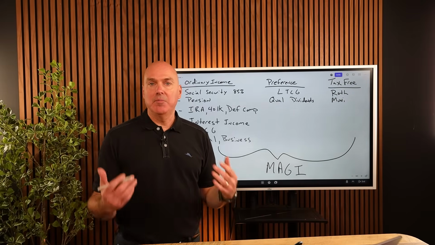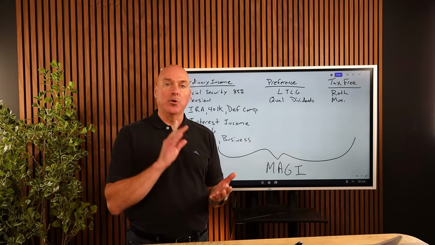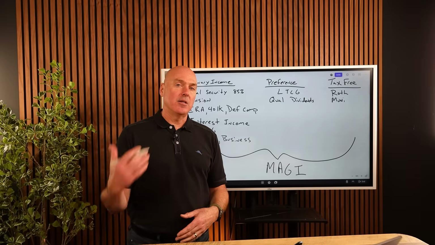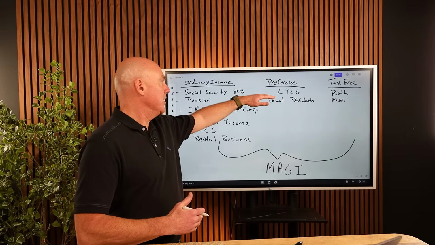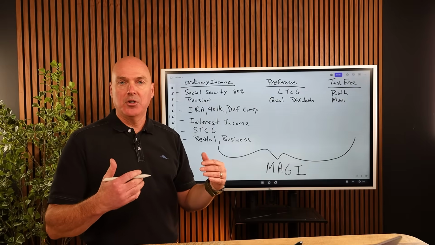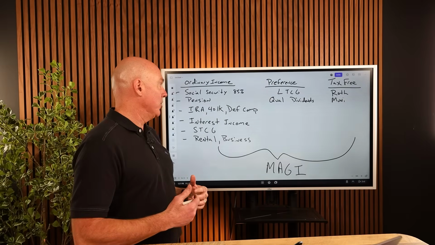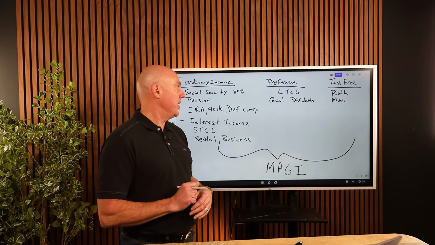Preference income is going to be two things primarily. It's going to be your long-term capital gains. So if you sell a stock or an investment that you've held for longer than 12 months, you're going to get that at a preference rate. And that's going to be either 0%, 15%, or 20%. And we'll talk a lot more about that here in a minute.